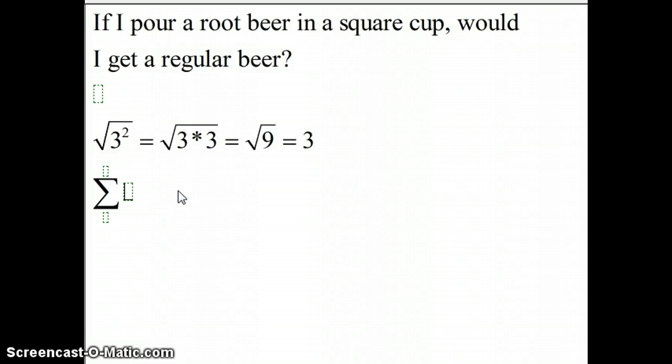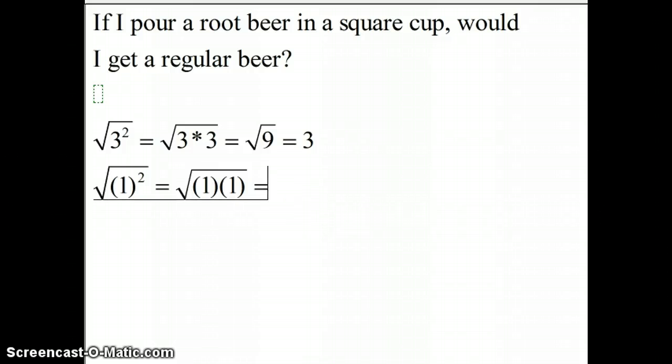Oop, not that symbol, that's summation, that's a calculus thing, wrong thing. Here we go. So let's take the square root of, say, 1 squared. We've already established that's the same thing as the square root of 1 times itself. And when I multiply the inside together, I would get 1 times 1, which is 1. So I'm saying the square root of 1, well, that has to be 1, because 1 times itself is 1.